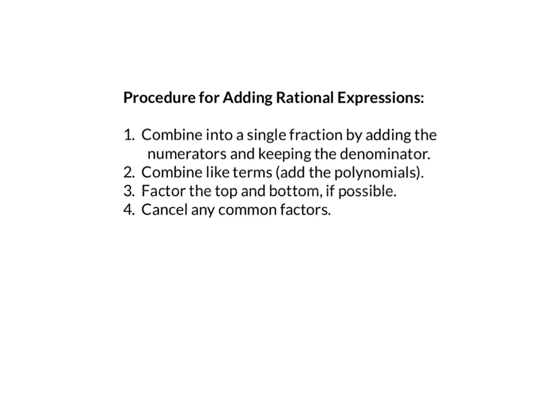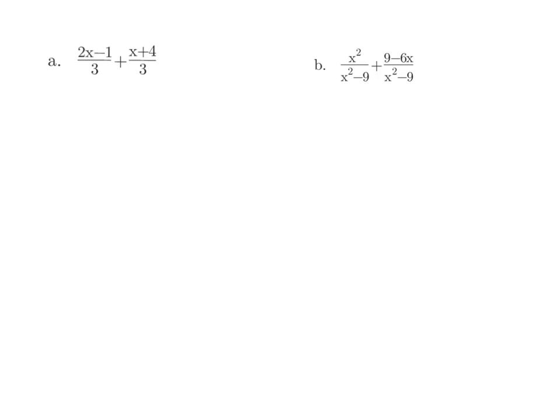Okay, the first thing that we're going to look at is adding rational expressions. In order to do this, we want to combine into a single fraction by adding the numerators and keeping the denominator. We are going to combine like terms, add the polynomials, and then we want to simplify the fraction. In order to do that, we're going to factor the top and bottom if possible, and cancel any common factors. Alright, so let's go ahead and look at some examples.